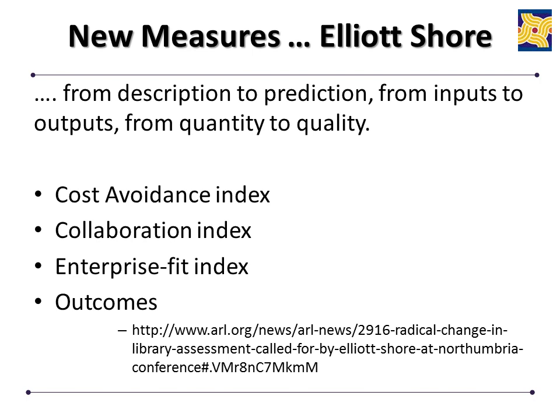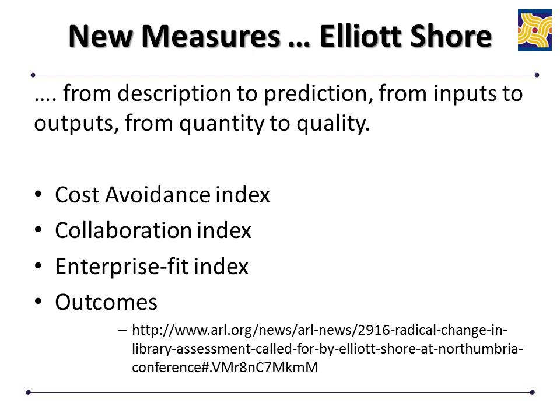Now, we have been challenged by our new executive director, Elliot Shore, to come up with new measures. He has been pushing the envelope even more from description to prediction, from input to output, from quantity to quality. At a presentation he did at the Northumbria conference, he was bringing the ideas he heard from his listening tour about a cost avoidance index, a collaboration index, an enterprise speed index, and more outcomes measures, which is where we're moving. But I think new leadership wants to set the tone that we do need all these things even more.